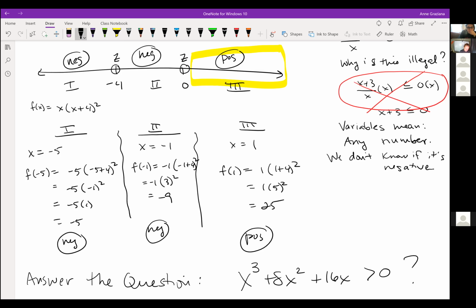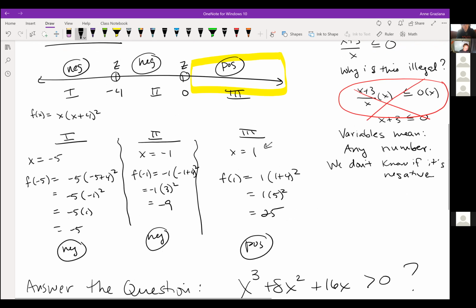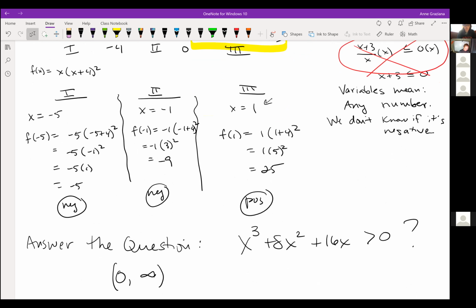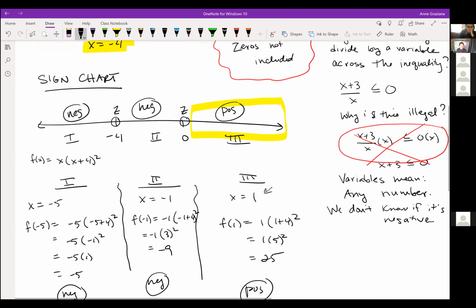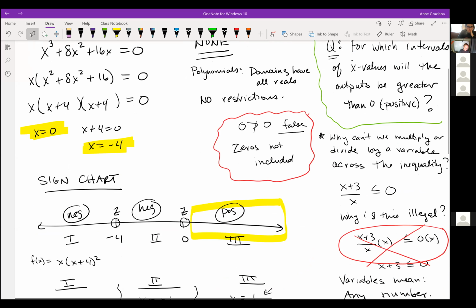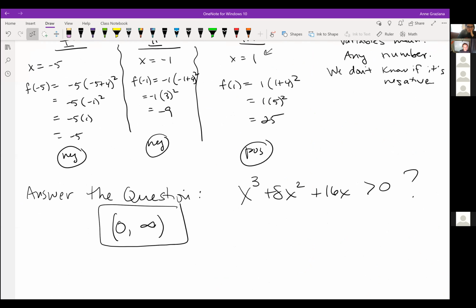Okay, so I think you were looking at this, but 1 was just a number in that region. Oh, yeah. Really it starts with 0 and goes to infinity, and 0 is not included because we already talked about that. Okay, so that's my final answer. Questions? All right, so we get the question, find our zeros, undefineds, put everything on the sign chart, check regions, answer the question. That is the steps in a nutshell.